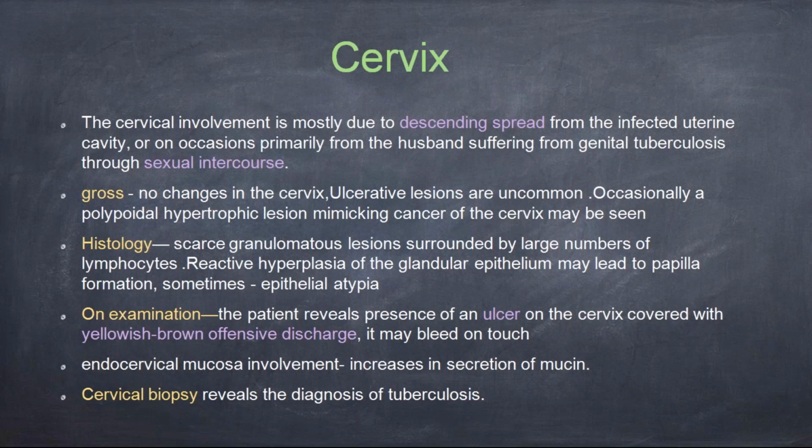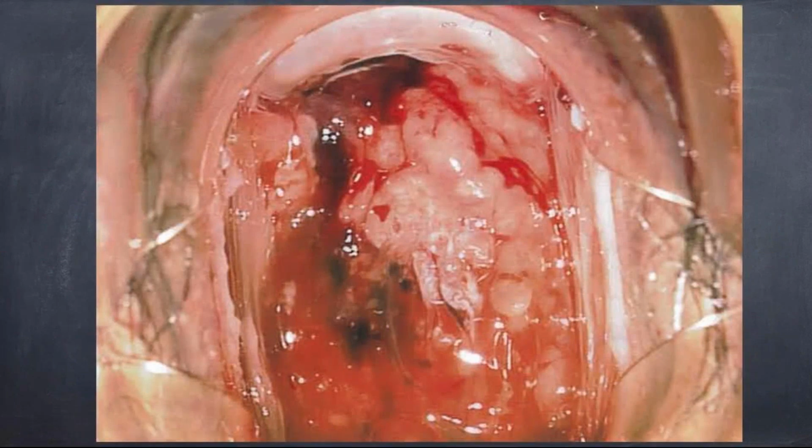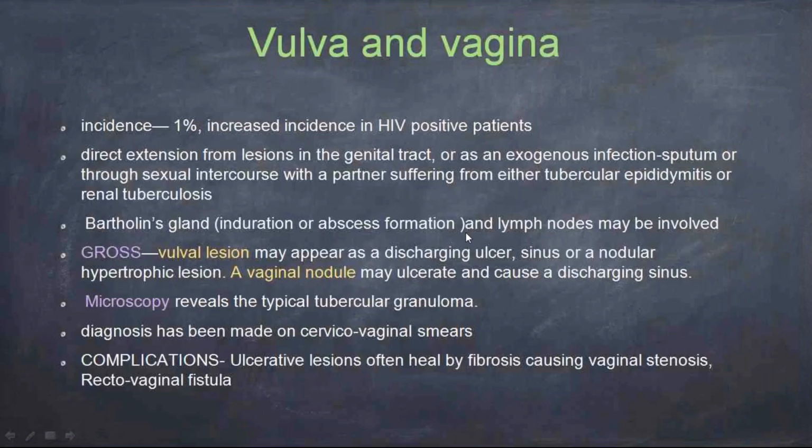So, on examination, what do you see? You will see yellowish brown offensive discharge. So, how do you diagnose? Cervical biopsy. You do a punch biopsy and you send that for HPE, that is histopathological examination, to confirm your tuberculosis. So this is again your tuberculosis, this is TB cervix.